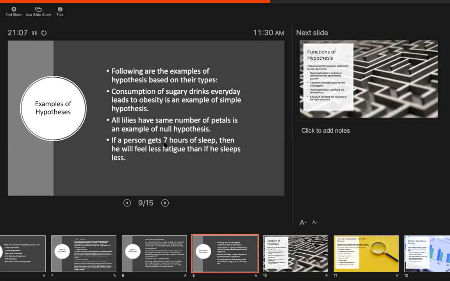If a person gets 7 hours of sleep, then he will feel less fatigue than if he sleeps less. This is going to be a causal hypothesis because I'm going to say if the number of hours of sleep increases, it has an impact on the fatigue amount.